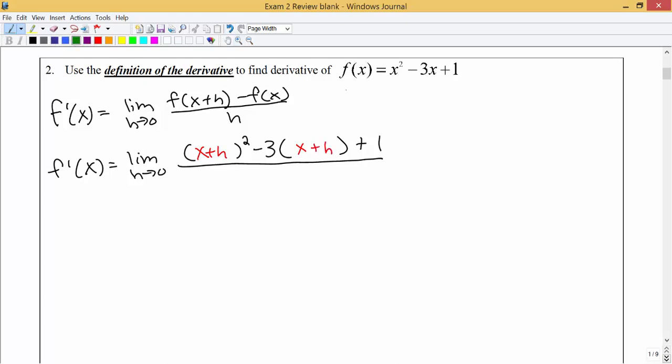Then we are supposed to subtract off f of x, and what we said we want to be careful about is that we distribute that negative. So I'm going to put that negative out front of the parentheses for f of x, and then we're going to divide by h.